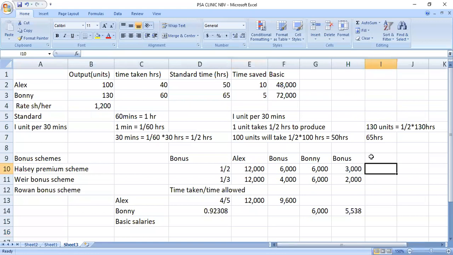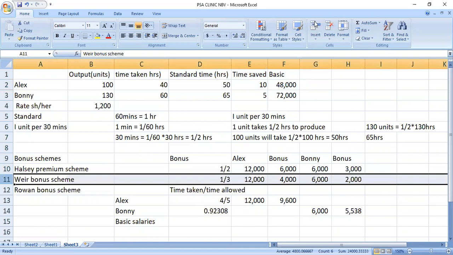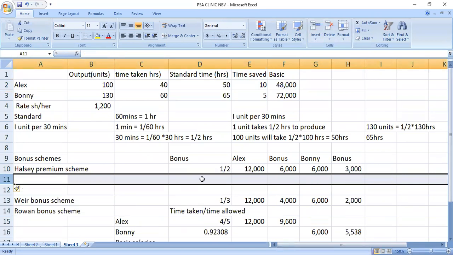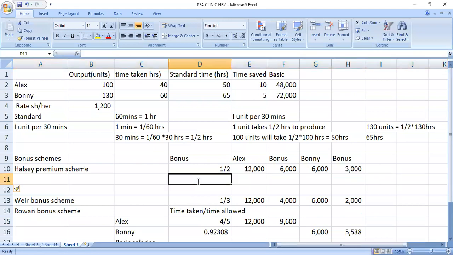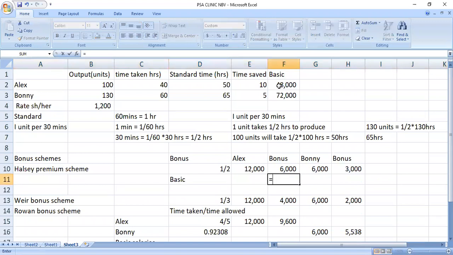So what we're saying is that the bonuses that you get, for example, for Hasley, we're saying the bonus for Alex is 6,000. So you add it to the basic, which is 48,000. That will give you the money it's supposed to receive. Okay. So let me just add a few columns here, a few rows. Okay, so I'm saying the basic salary. So the guy's basic for Alex, it is 48. So if you're using Hasley premium scheme, the guy is going to go home with 54.